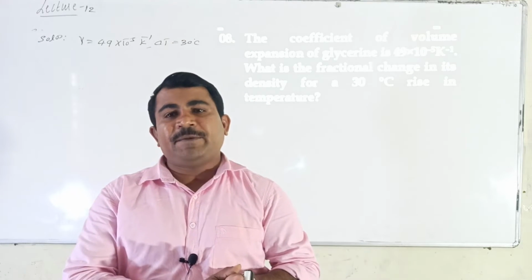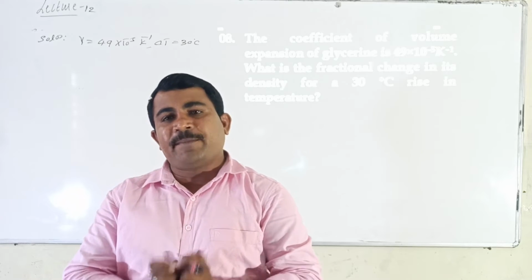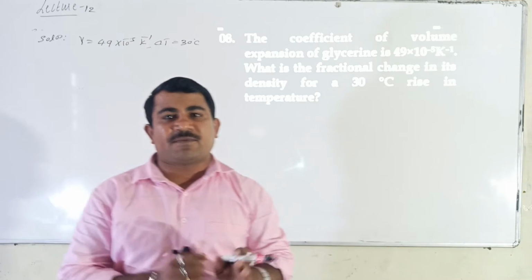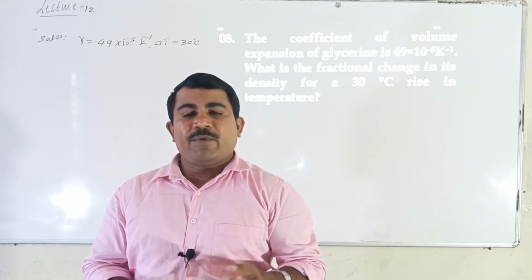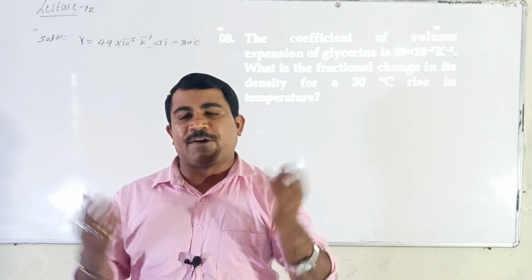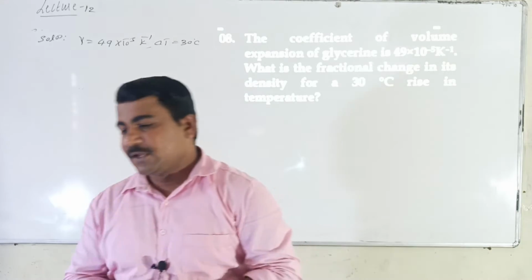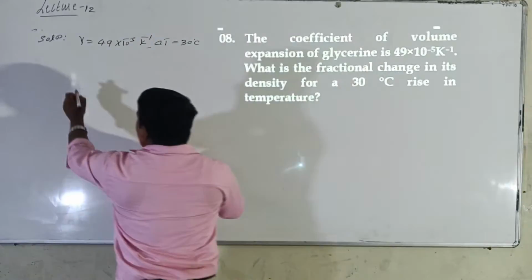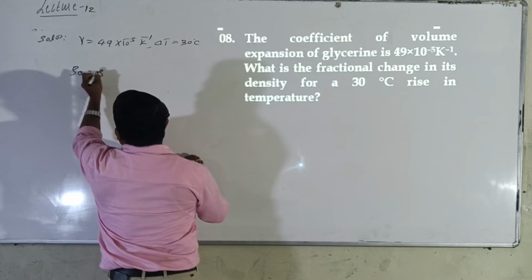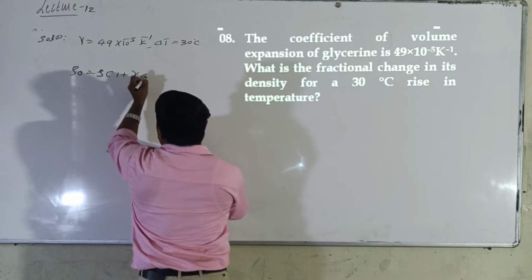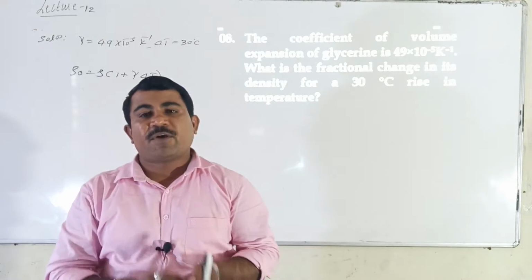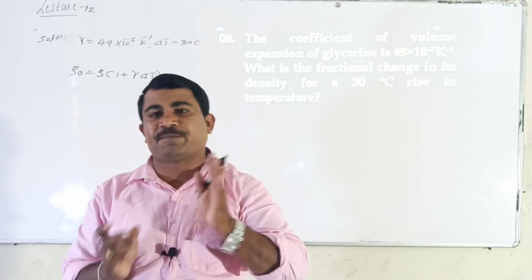Students, already we said that the density of a material changes with temperature. Glycerin is a liquid. When temperature increases, the density of the liquid must decrease because of the expansion of volume. We know how the density changes. Rho is equal to rho naught into bracket 1 plus gamma into delta T. What is rho naught? Initial density. What is rho? Final density after the change in temperature.